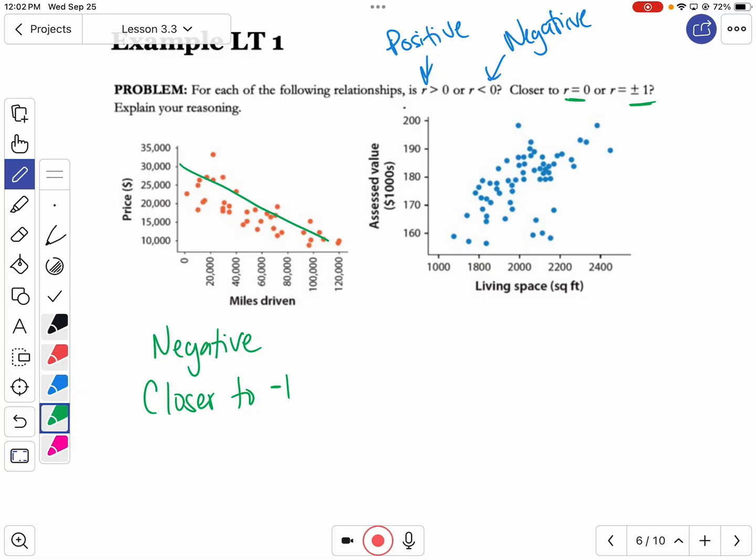What about the next one? Positive or negative? Positive. It is going up, but my dots are a little bit all over the place. What do you think this one's going to be closer to? Probably closer to 0. My guess is it's actually probably close to 0.5. They didn't give me that as an option, but I really think it'll be close to 0.5, because it's not as weak as some of the other ones, but it's not great.